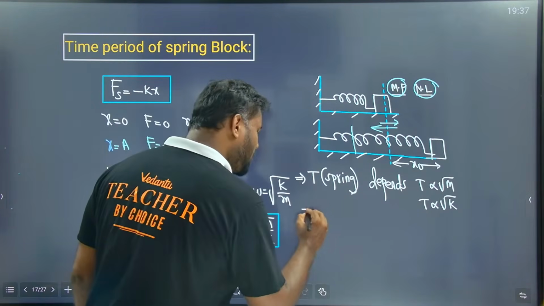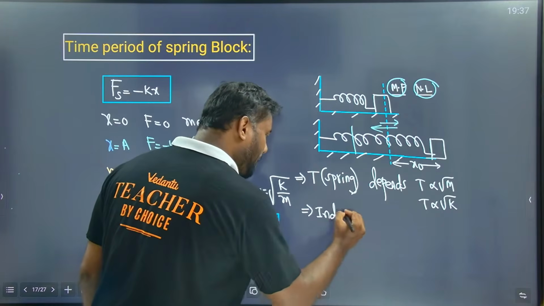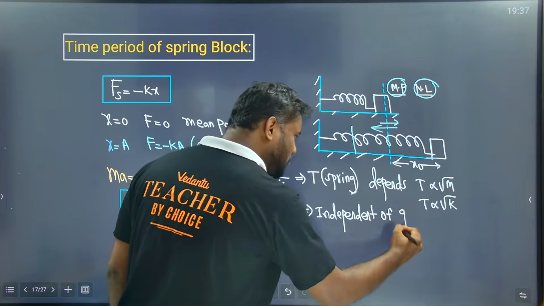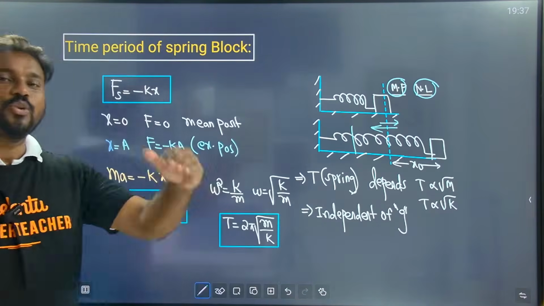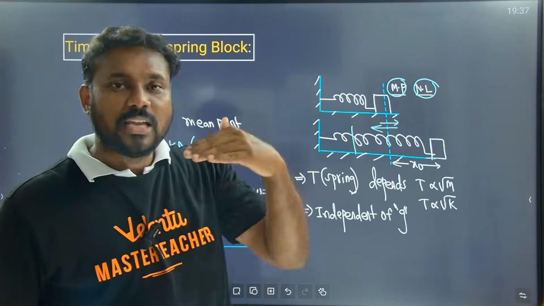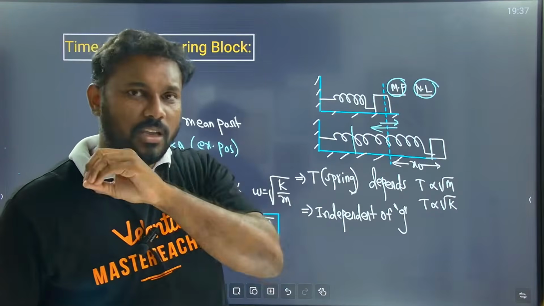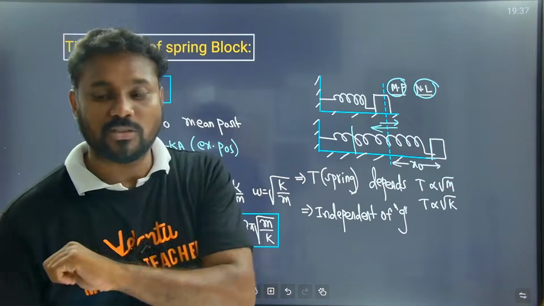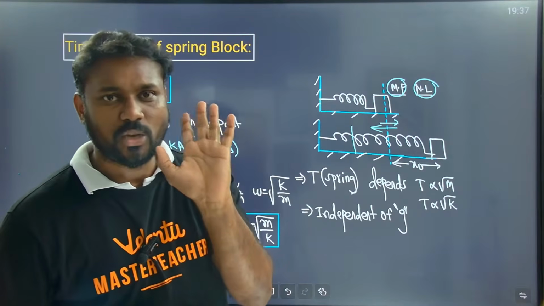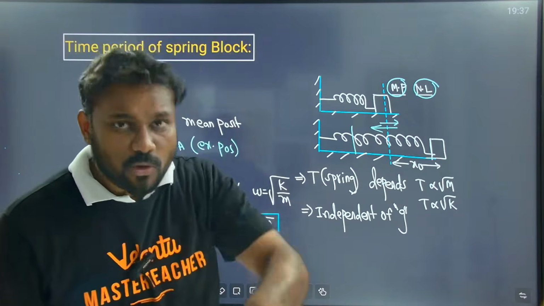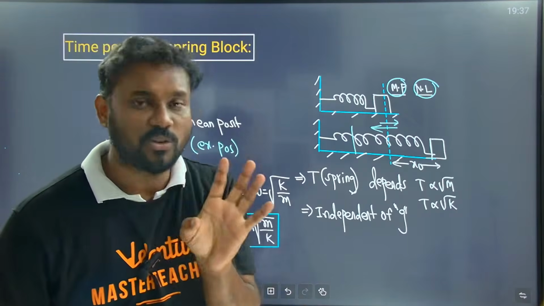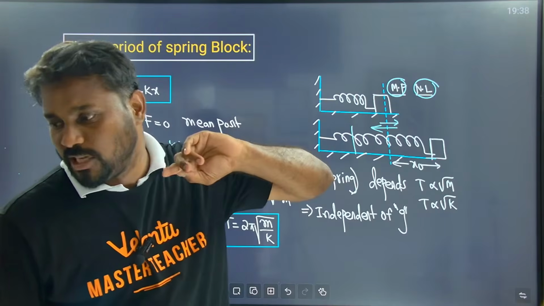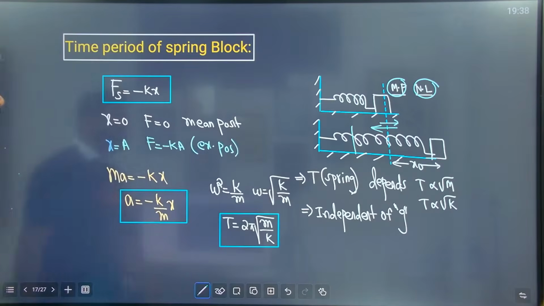Very, very important thing. Independent of acceleration due to gravity. Okay. Whether you place it in free space or in a space with higher gravity, the time period of the spring remains constant. Is it clear? This is a very important thing to know clearly. Even if you place it in a liquid, the time period of the spring remains constant. If you place it on the Moon, the time period remains constant. Understood? It is independent of g. Yes or no? So this must be known clearly.